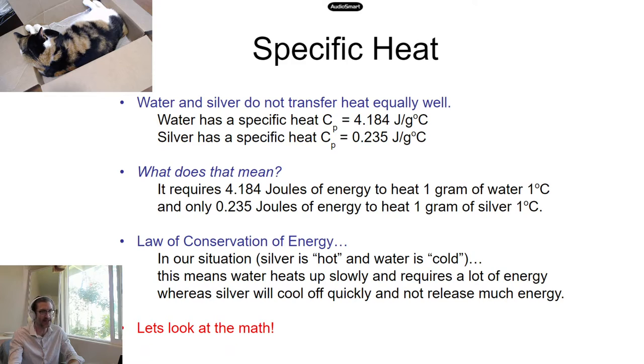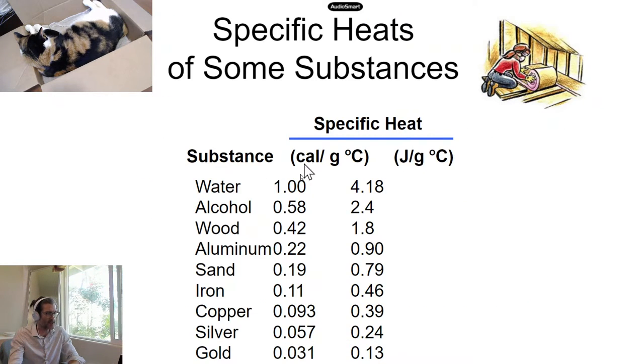All right, and it says, let's look at the math. We'll do that later. Let's look at some specific heats of substances. We have water up at the top. Water has a really high specific heat. This is liquid water, I want to make that clear. So 4.18 joules per gram degrees Celsius. This is the amount of heat it takes to increase 1 gram of each of these substances by 1 degree C. And keep in mind, aluminum has a higher heat capacity than iron.